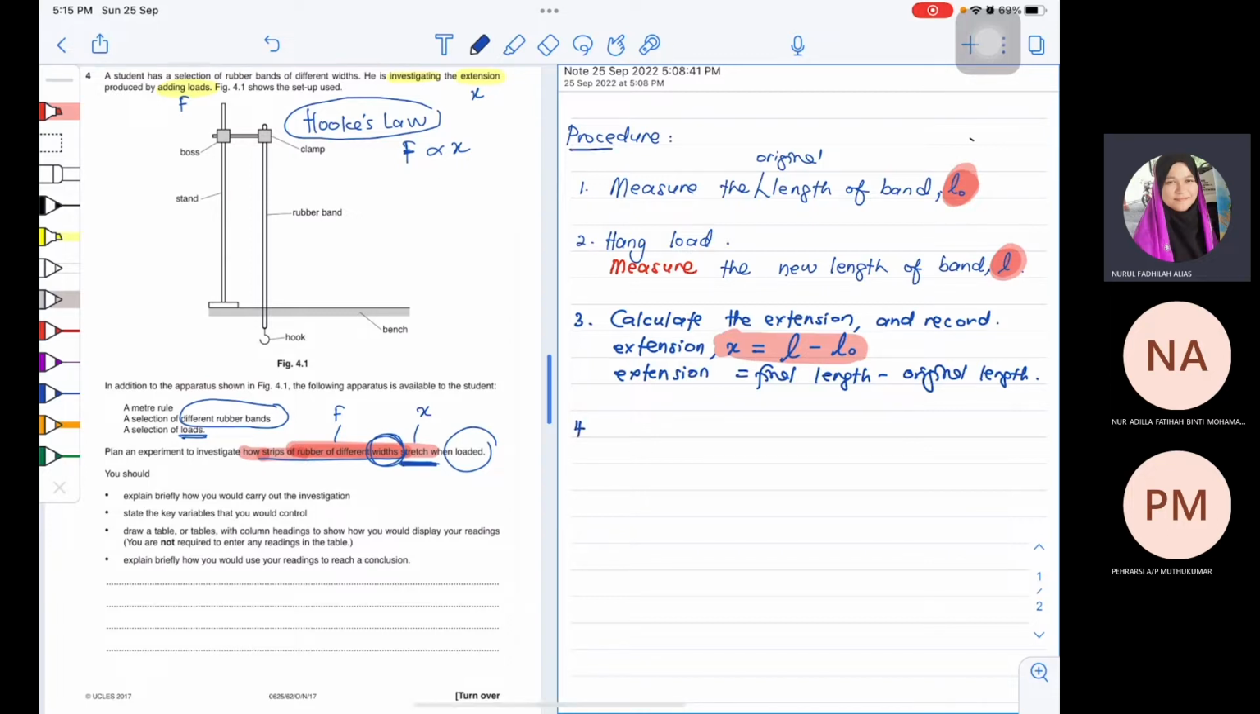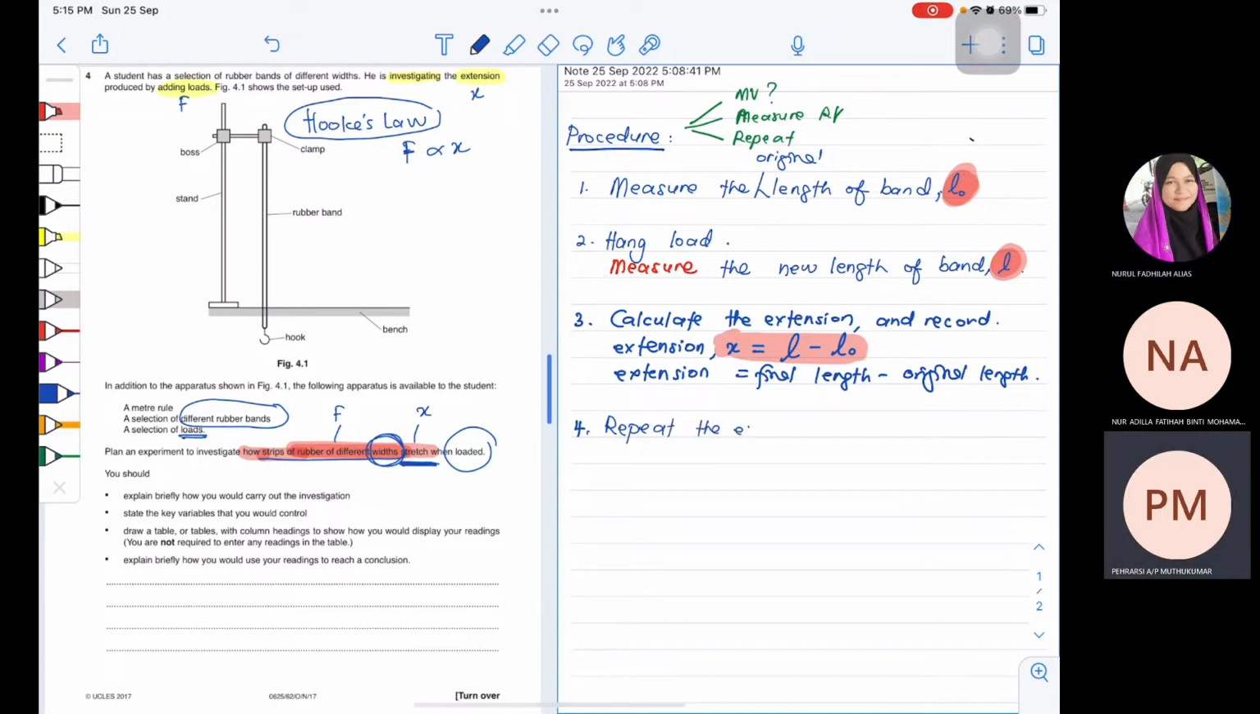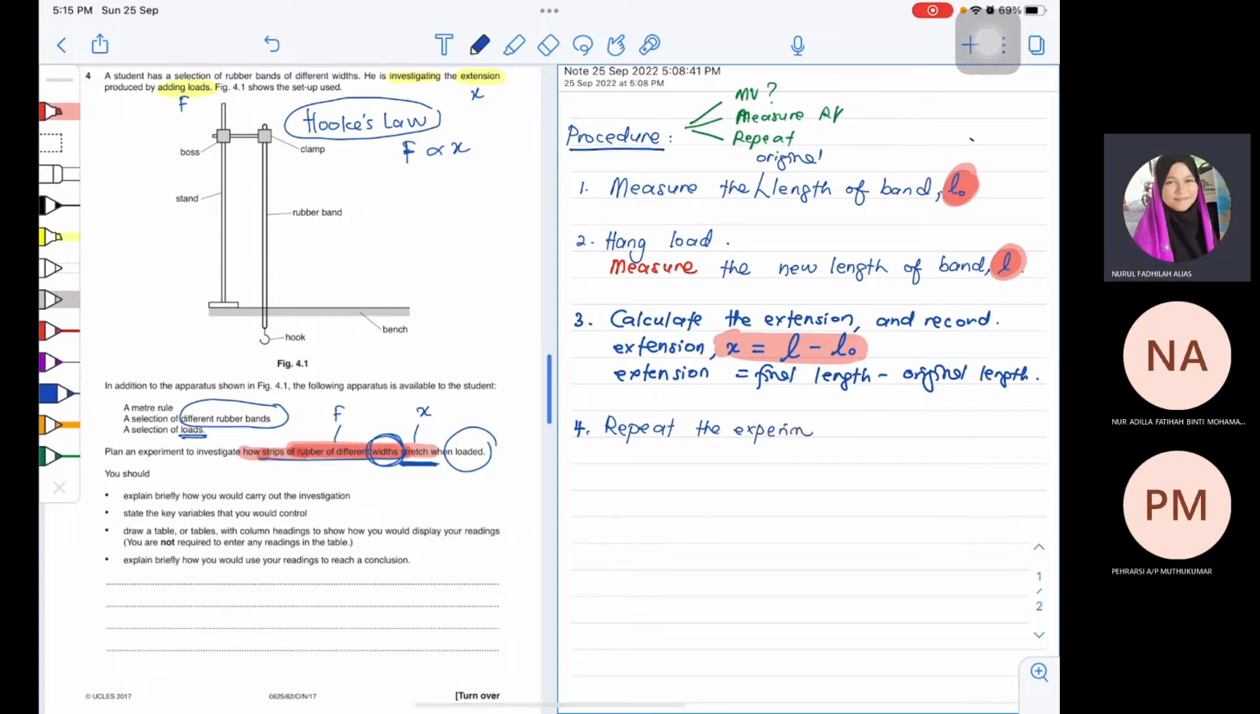Remember, in a procedure we must have three things. What are they? How do you control the manipulated variable, and then you measure the responding variable. And finally, you must repeat a few times, minimum 3 to 4. Okay, and then we say repeat. How do we repeat the experiment? Thrice. Yes. Repeat the experiment thrice. Okay, when you repeat thrice, what do you do?